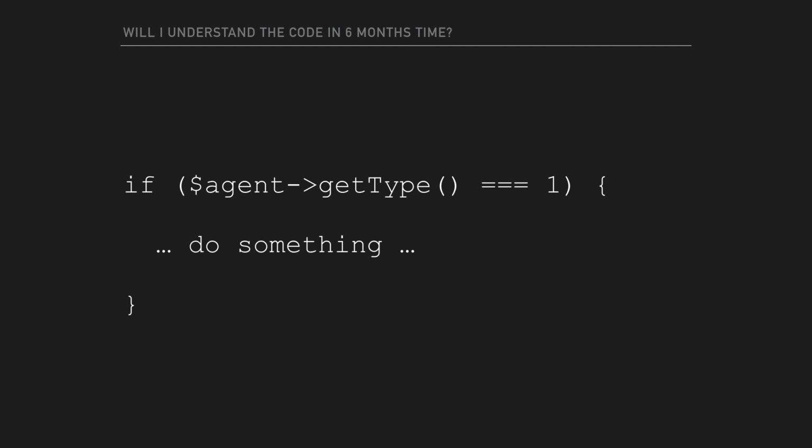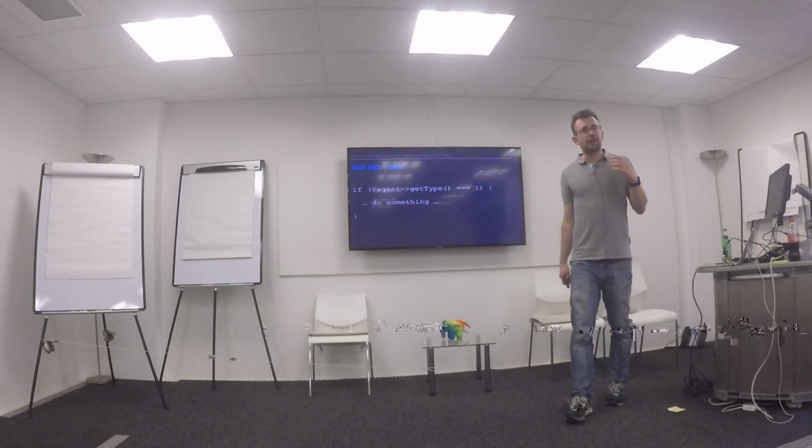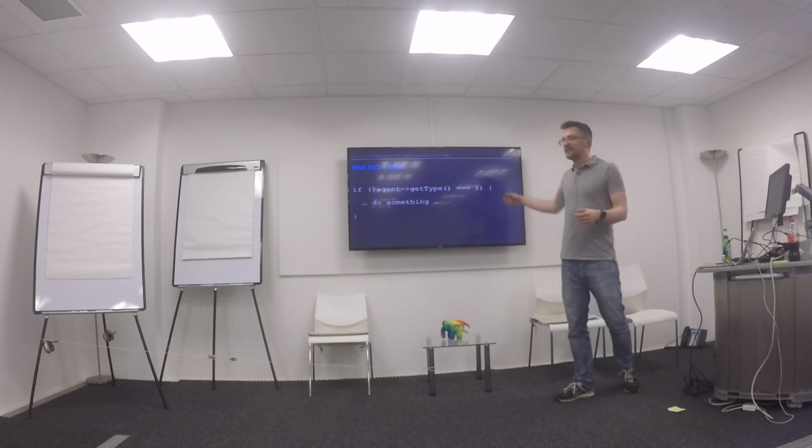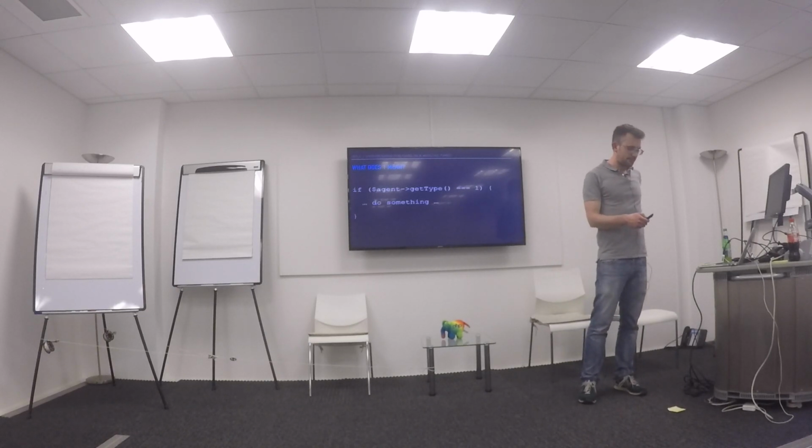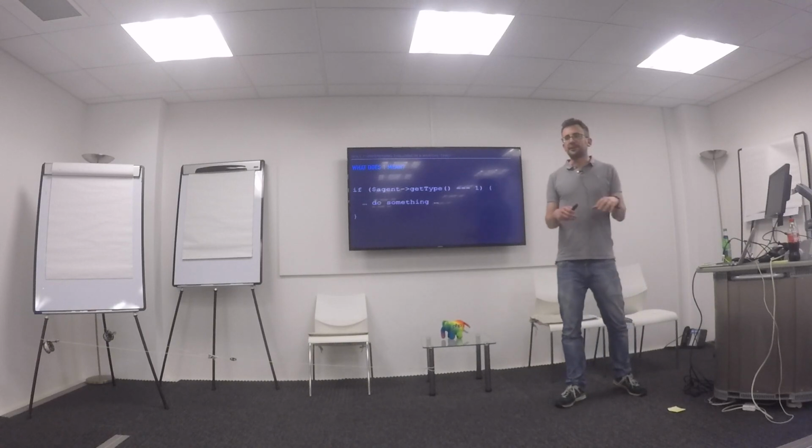So another example, here's some code. What does one mean? I don't know. So if I was reviewing this, I'd say, well, look, we clearly need a constant for whatever one is, just to give some more meaning to it. So these are the kind of things, and this is all about understanding and comprehension of code.